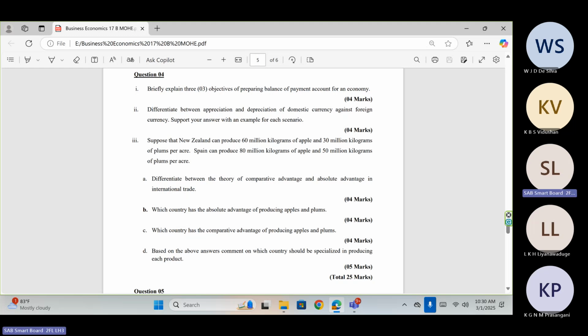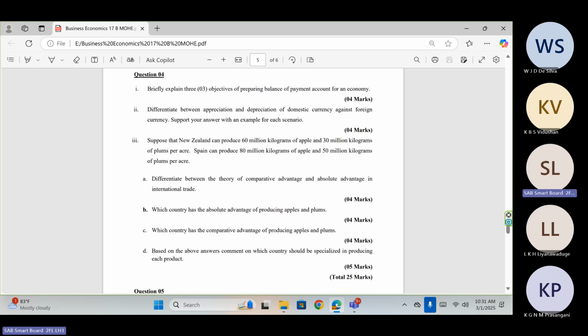Right. Starting with that, first one: briefly explain 3 objectives of preparing a balance of payment account for an economy. One is to have an overall understanding about international payments and receipts. Then you can write in 2 or 3 lines what those payments are: imports, exports, loans taken, remittances, likewise.